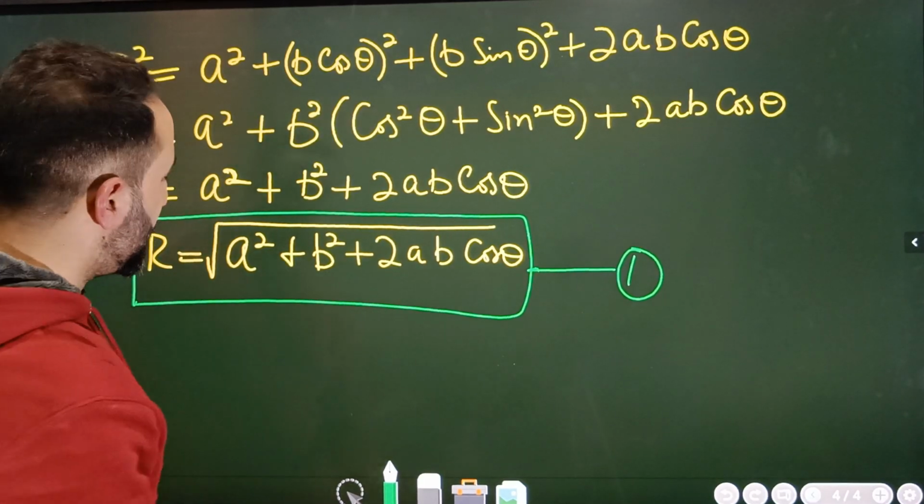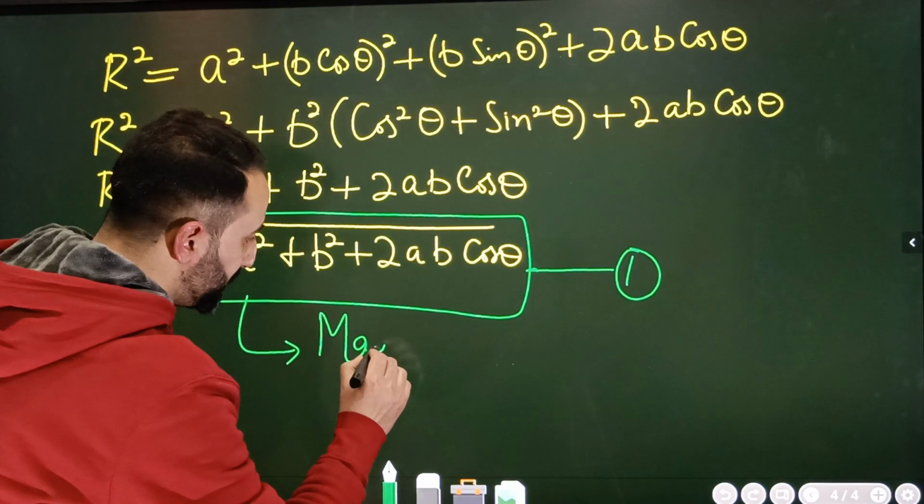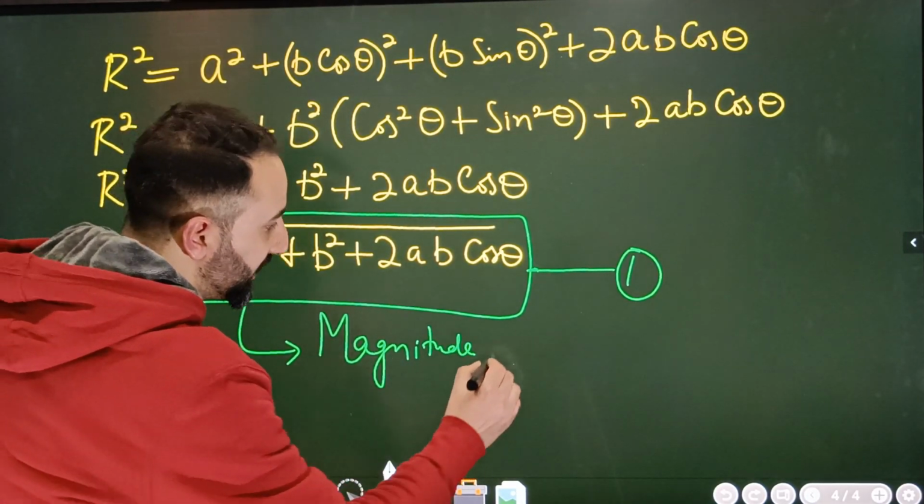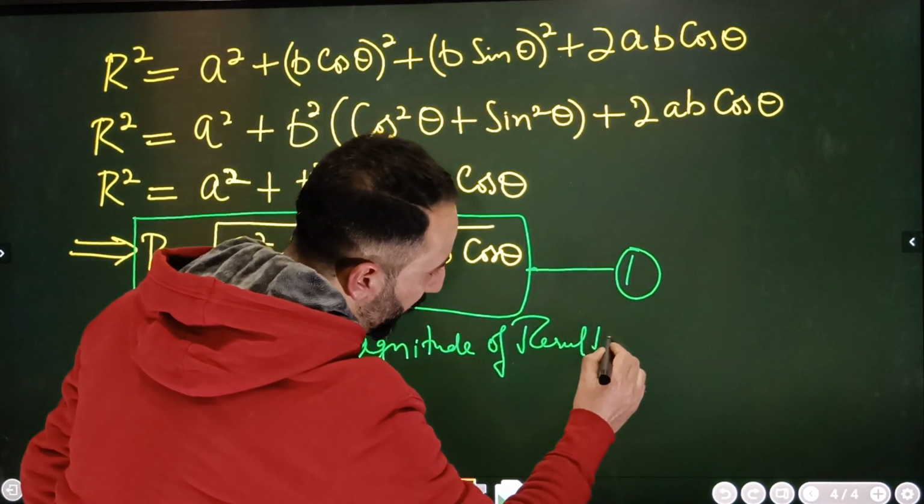So what does this equation first give? It gives you the magnitude of the resultant. It gives magnitude of resultant, the resultant of two vectors.